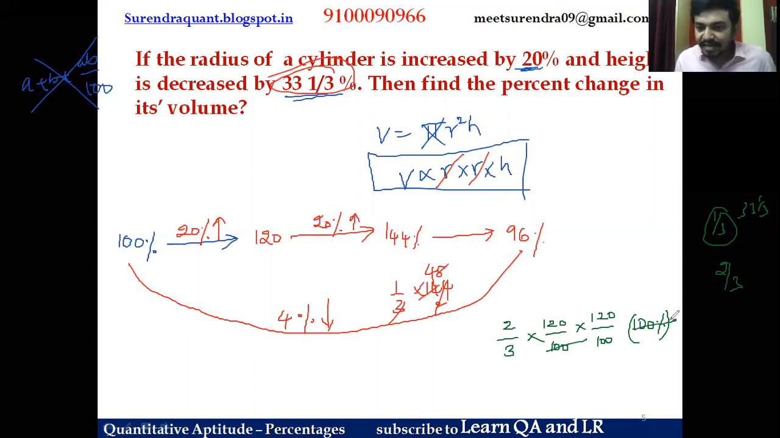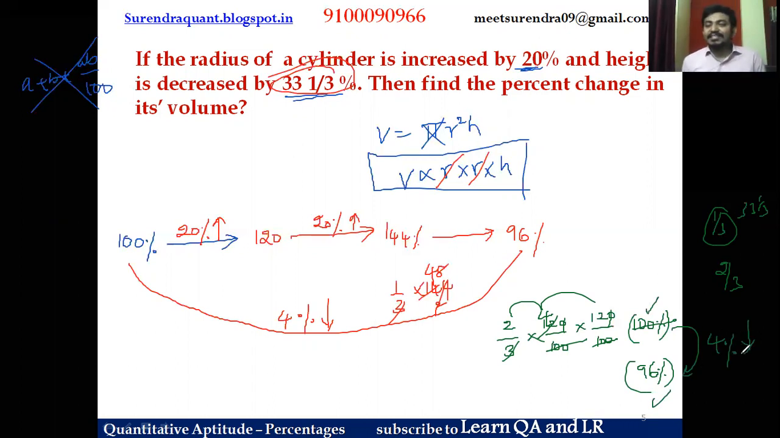So this 100 cancels. This 100, 2 zeros cancel. So 3 goes 4 times, 2 4s are 8, 8 12s are 96% is the final volume. Now friends, what is the difference? This is initial, this is final. The difference is a 4% decrease. Anyhow, you can get the same answer, right?